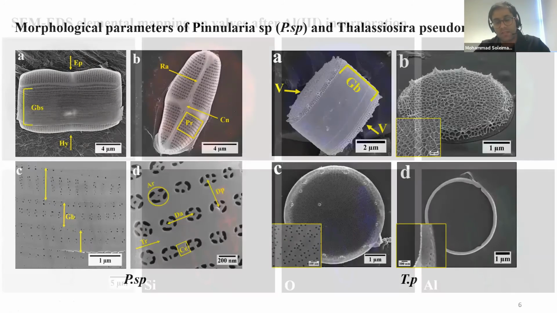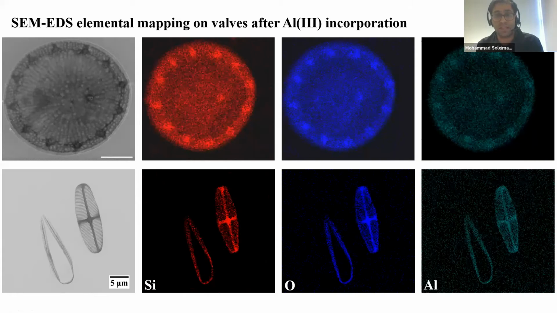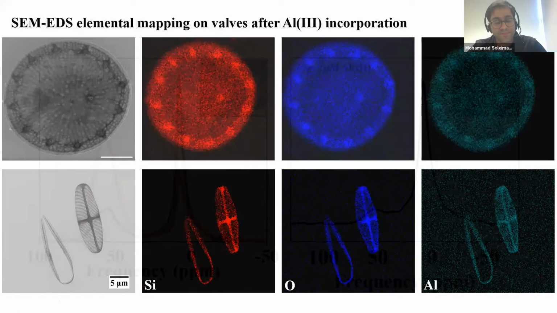After feeding this organism with aluminium and other chemicals, we wanted to see whether aluminium is inside the silica or not, and for that we did SEM EDX analysis, mapping actually. And for both cases, for both diatoms, we saw aluminium alongside oxygen and silicon in the valve, and in this case, even in the griddle bands, we see a homogeneous distribution of aluminium alongside silicon and oxygen, which is an indication of the presence of aluminium in our sample.